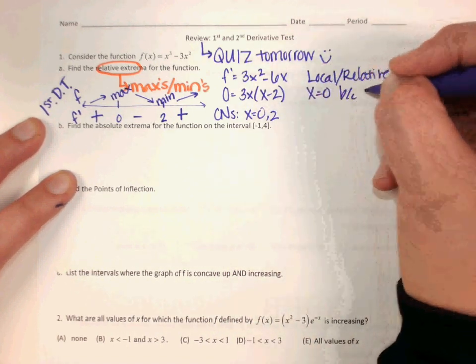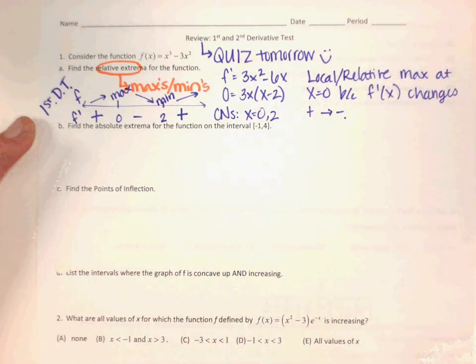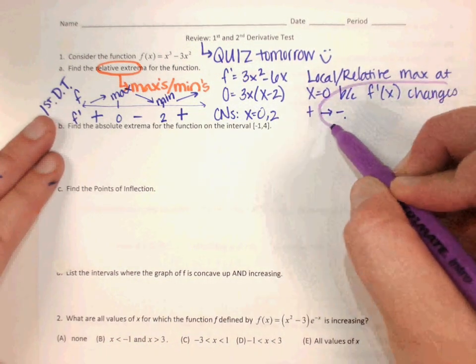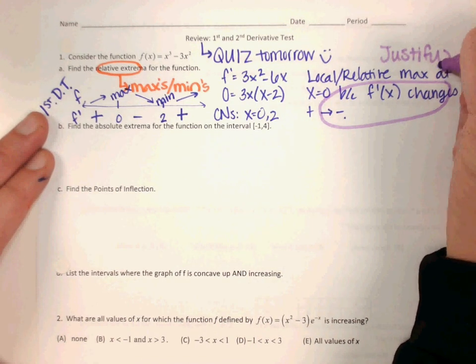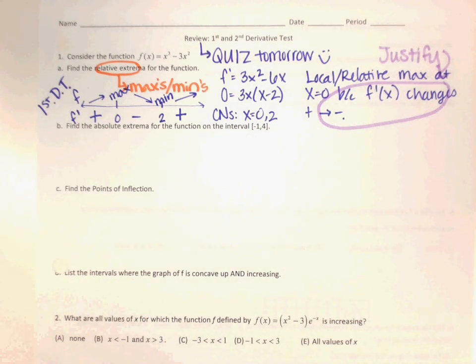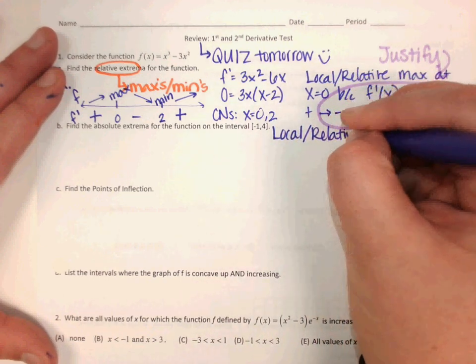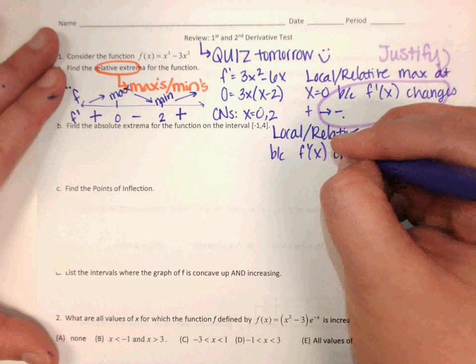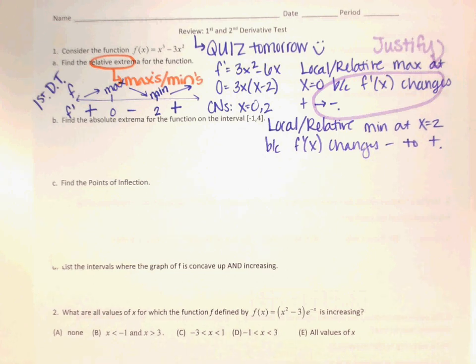at x equals 0 because f prime of x changes positive to negative. Now, the second little chunk of that, okay, I'm going to circle it. The because is only if it says to justify. Now, obviously, it does not say that on here, but on your quiz tomorrow, you're going to have to. So I want you to remember how to do that. Okay, now, for the relative or local min, we would say it's at 2 because f prime of x changes negative to positive. Are we all good on that? Okay, cool. All right, next one, I want absolute extrema.